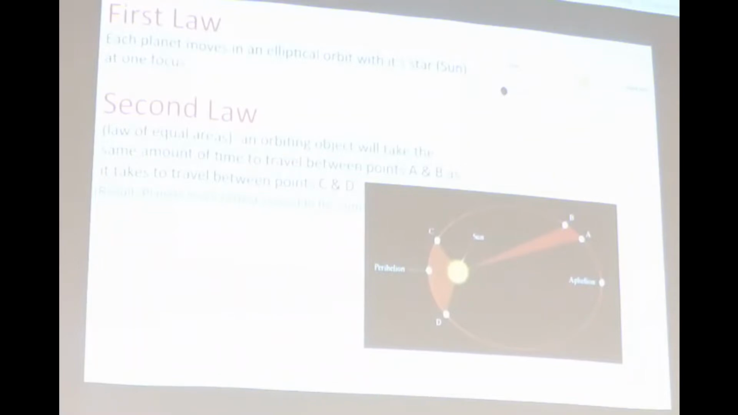That's the end result of Kepler's calculations. Anyone still need the slide up? Okay, I'll put it back up if you need it.